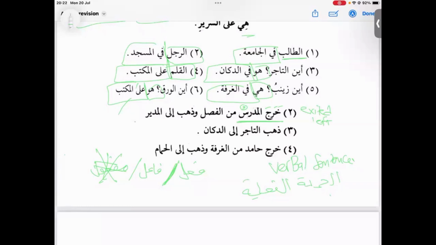If you say to someone الرجل في المسجد, the man is in the masjid, you have spoken Arabic to the person. You can't just say to the person, الرجل, the man. What about the man? في المسجد, he's in the masjid. That's a complete sentence. Or you are asked by someone, أين عادل? Where is Adil? And you say, هو في المسجد. He is in the masjid. That's a complete sentence. Similarly, the jumla fi'liya is a complete sentence.